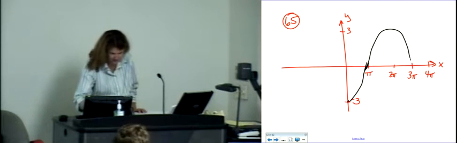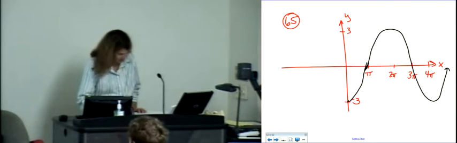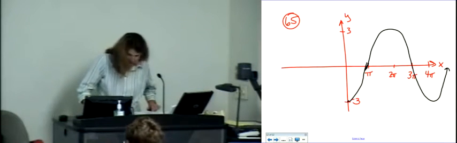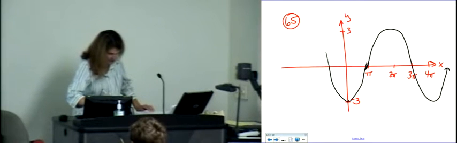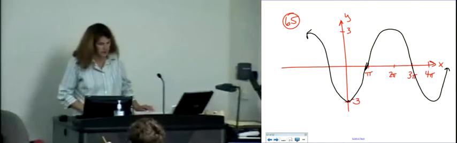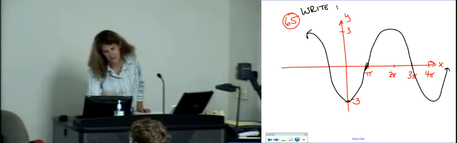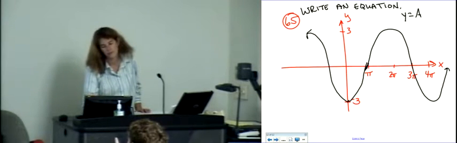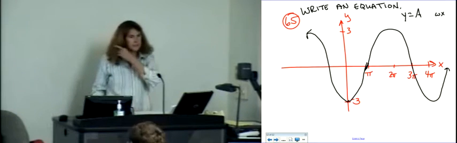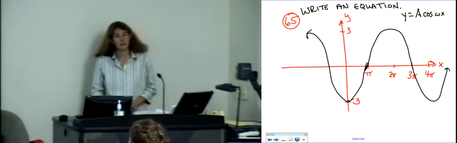Bad drawing today. All right, let me find where I am here. So this looks kind of bad. So we want to write an equation for this graph. That's what our goal is, write an equation for this sketch that I've made up here. So does it look like a sine or cosine graph to you? Cosine. So we're going with this form here. Y equals a cosine omega x.